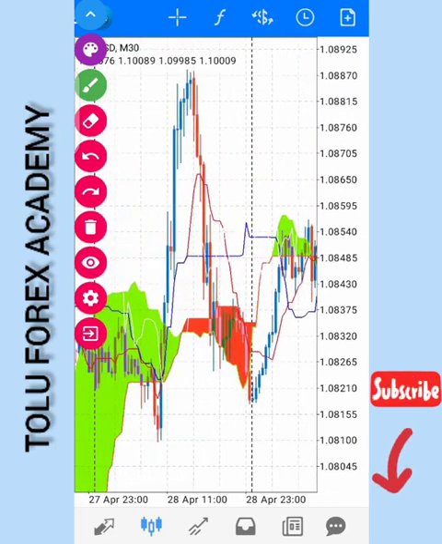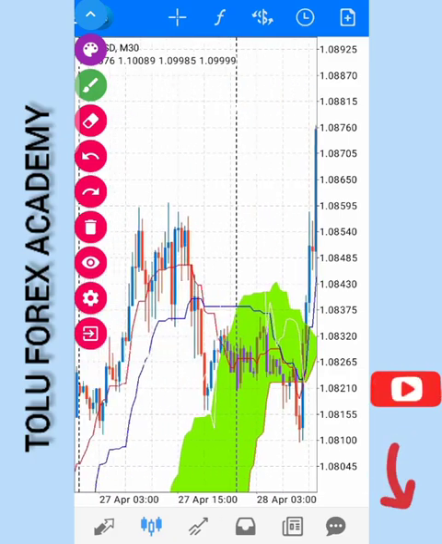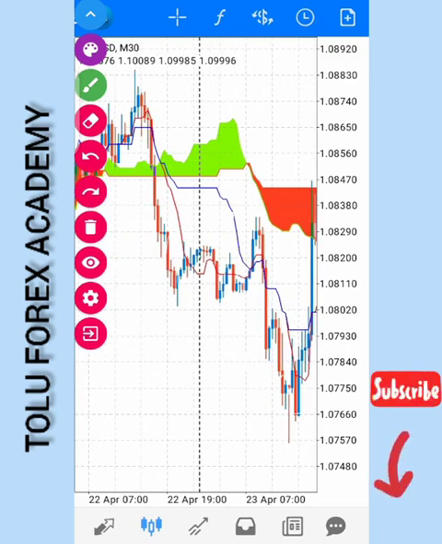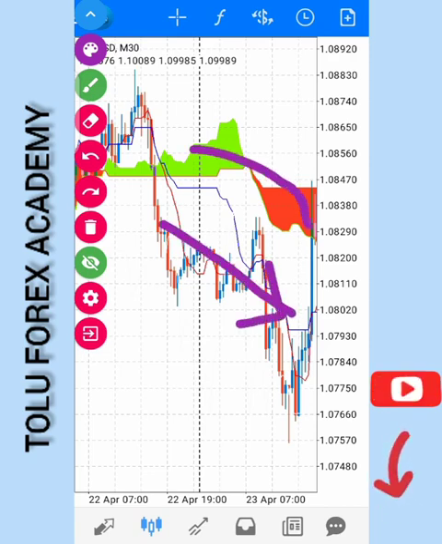Then we need to know that when the price is below the cloud, we are in a bearish trend, or let's say a downward trend. This is the cloud here, and these are the prices. We see the candles here. We are in a downward trend.